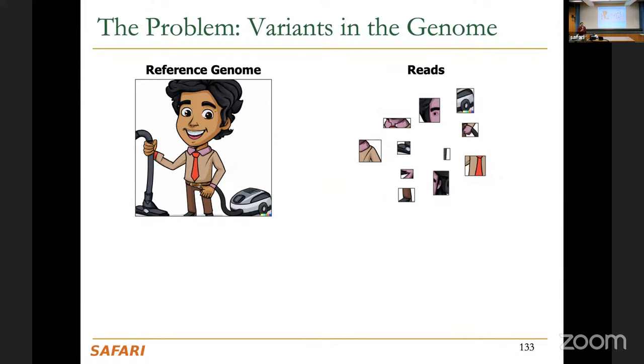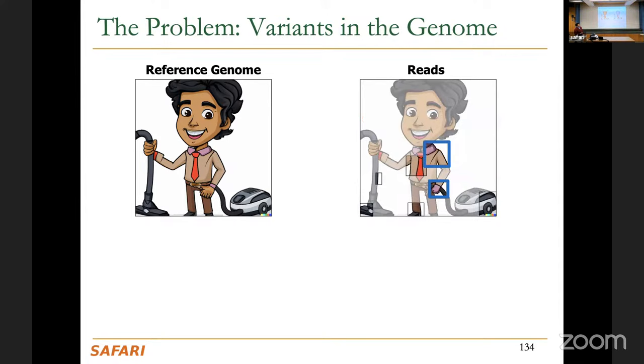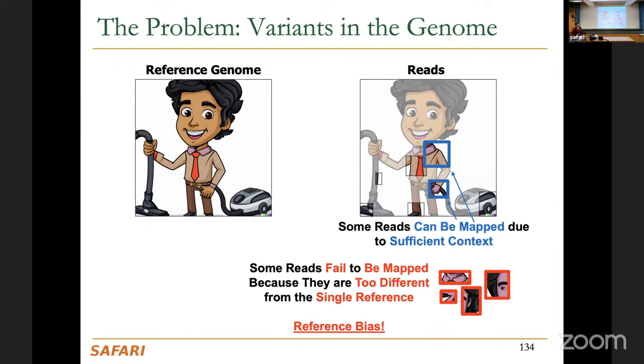But assume we have another genome that's not exactly matching the reference genome. It contains some variations, and you still want to map them. Maybe these are the variants that you may have in another genome. Some of them can still be mapped because we're still using approximate string matching. So we may be able to tolerate these differences in our read. But if the differences are too large, even approximate string matching may fail to deal with such a large difference. And basically this is because we have a reference bias.